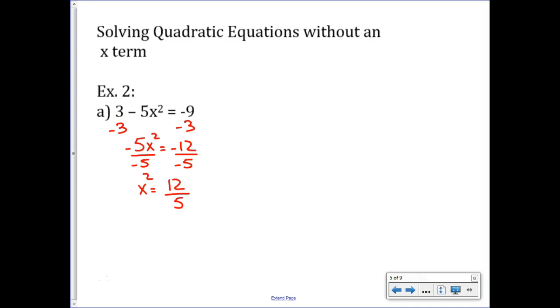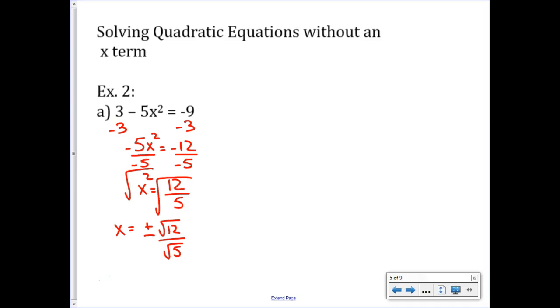And then I want to take the square root of both sides. So now I get x equals, and anytime I take the square root, I don't know whether my answer is positive or negative. So plus or minus, I'm going to go ahead and separate the square root of 12 over the square root of 5.